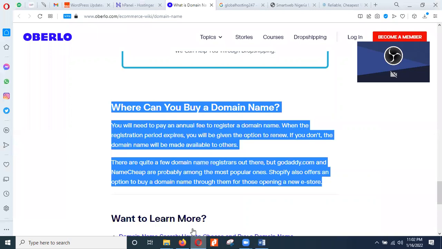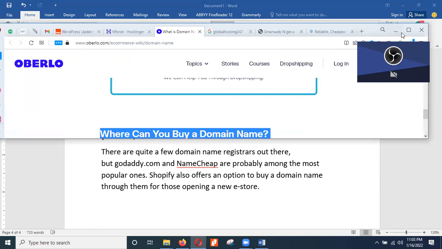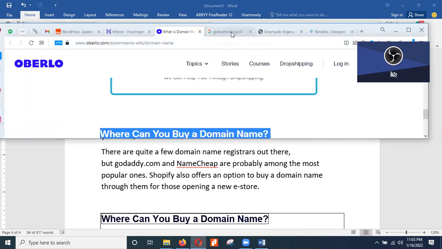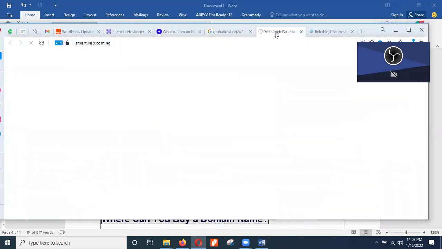Okay, let's check some popular Nigerian registrars, especially the ones that I have been making use of. I have Global Hosting. I host with Global Hosting, and I register with Global Hosting. I also register with Smart Web.